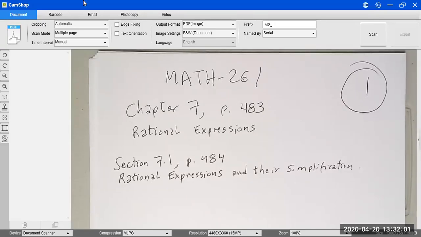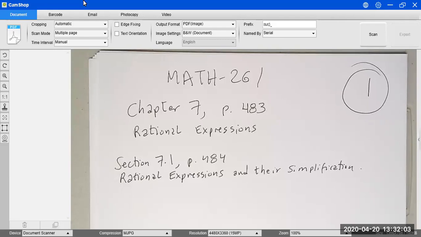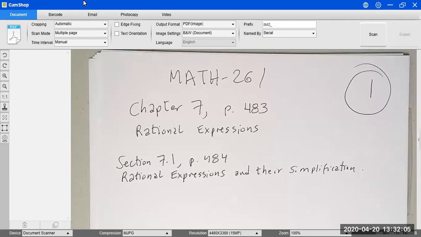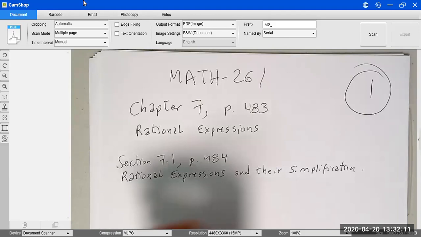So chapter 7 on page 483 is about rational expressions. And we're going to start with section 7.1, which is about rational expressions under simplification. So what is a rational expression?